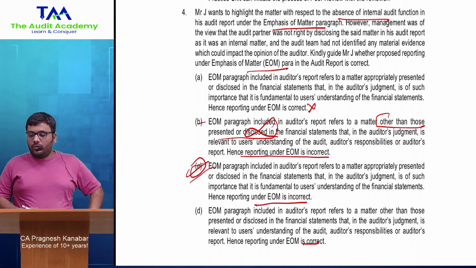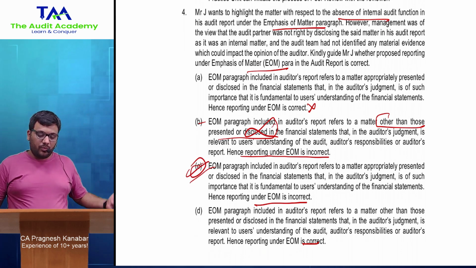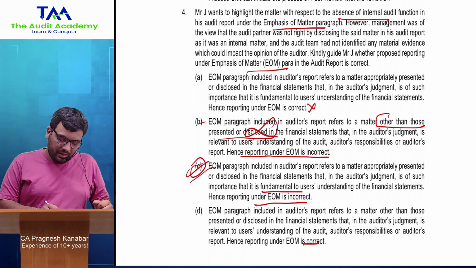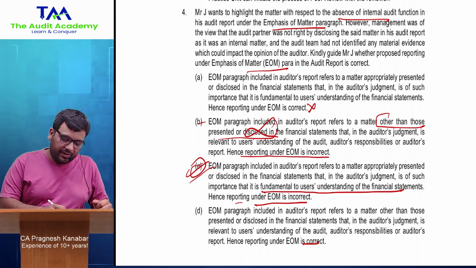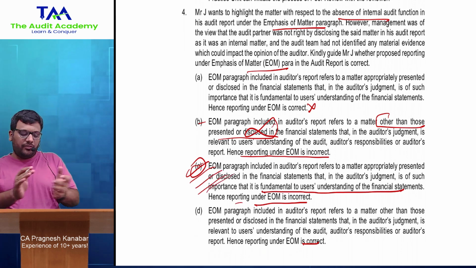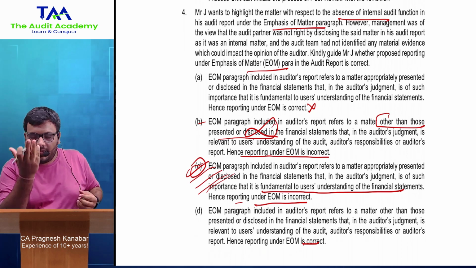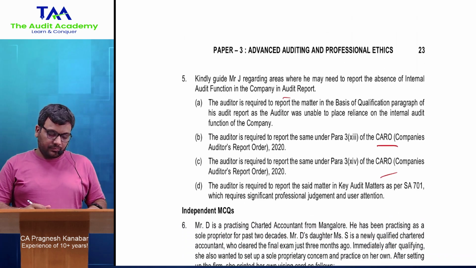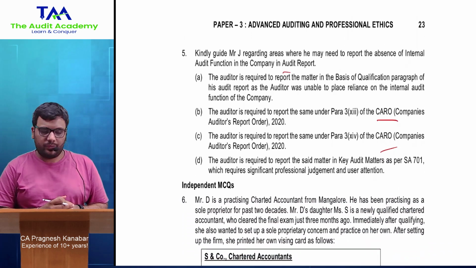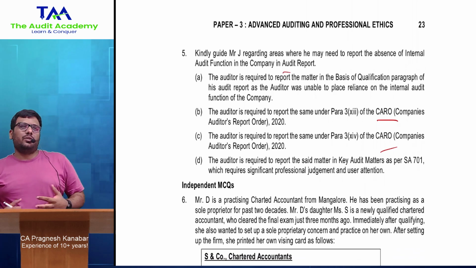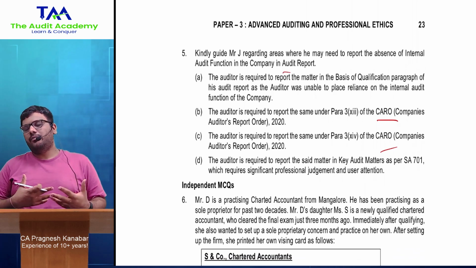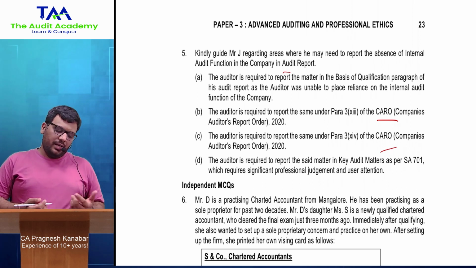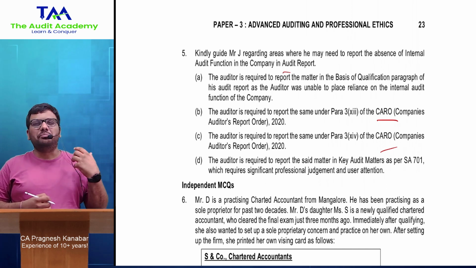Emphasis of matter paragraph included in the auditor's report refers to a matter appropriately presented or disclosed in the financial statement that, in the auditor's judgment, is of such importance that it is fundamental to the users' understanding of the financial statement. Perfect. And hence this particular matter being reported under emphasis of matter paragraph is incorrect. Very good. Question number 5. Obviously then this has to be reported in CARO 2020, but in which clause of CARO 2020? Now I did not feel this. I don't appreciate the institute for this particular question. That is my opinion, because you cannot just try and test the memory power.